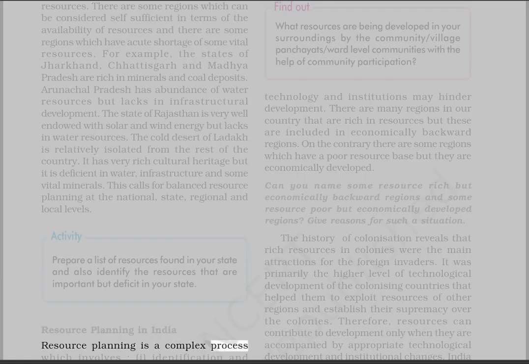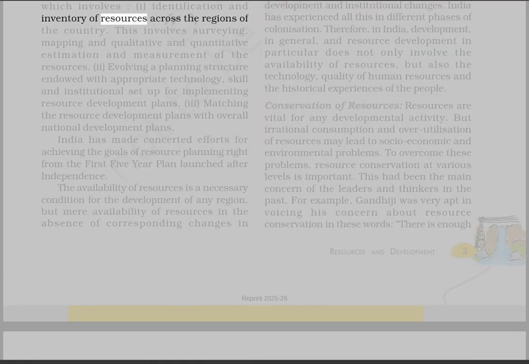Resource planning in India. Resource planning is a complex process which involves: 1. Identification and inventory of resources across the regions of the country. This involves surveying, mapping, and qualitative and quantitative estimation and measurement of the resources. 2. Evolving a planning structure endowed with appropriate technology, skill, and institutional setup for implementing resource development plans. 3. Matching the resource development plans with overall national development plans.